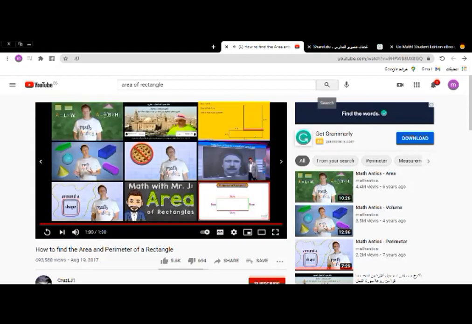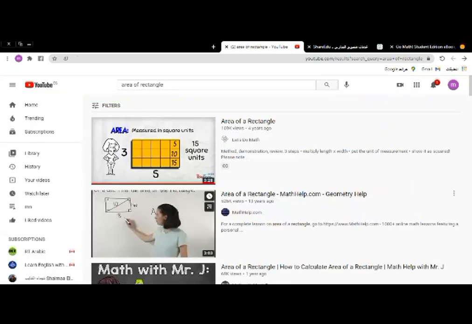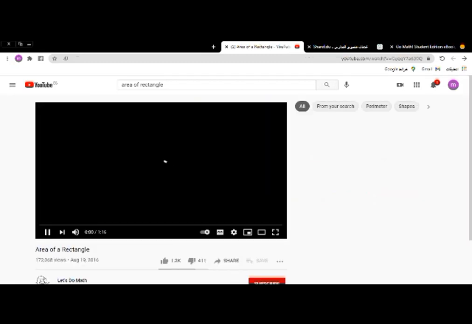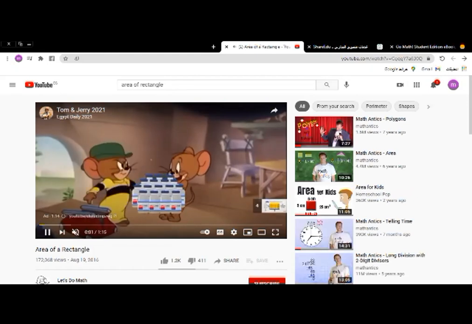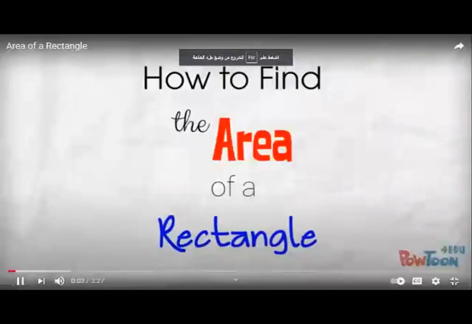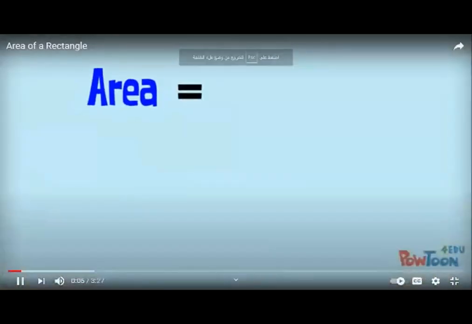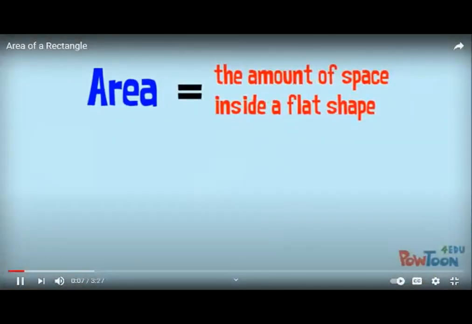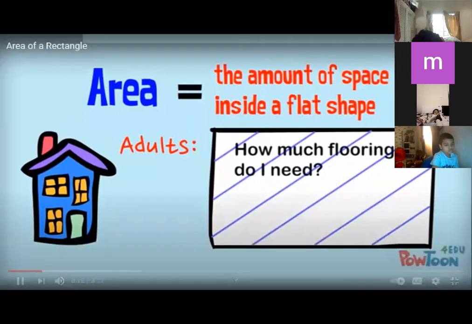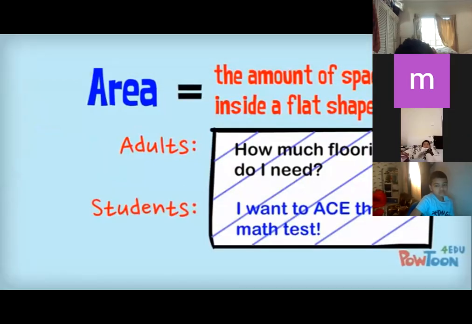All right, another video about the same topic. How to find the area of a rectangle. Area is the amount of space inside a flat shape. It's important for everyone to know how to find it. Adults need to find the area of a room to buy the right amount of flooring, and you need to know it in school to ace your tests.